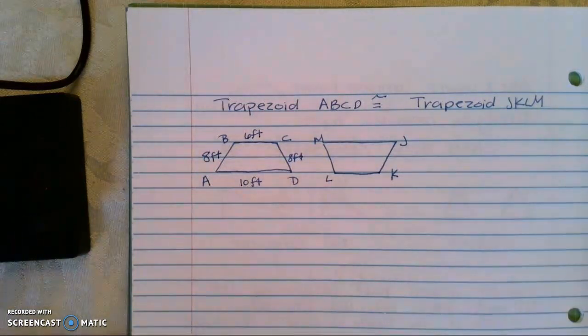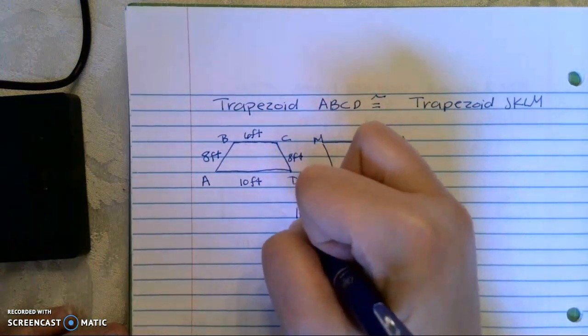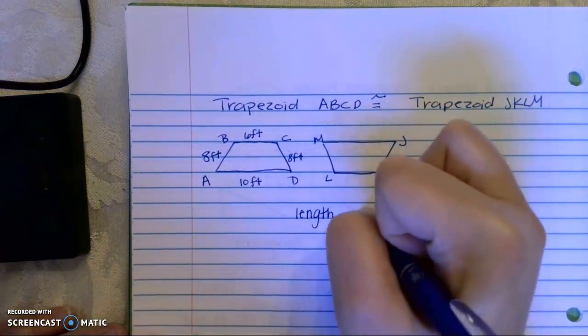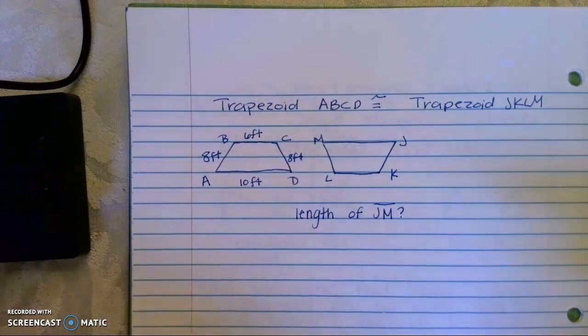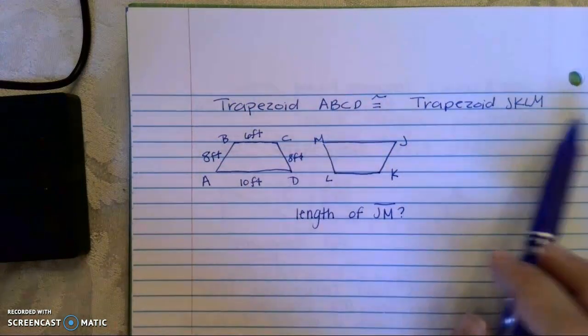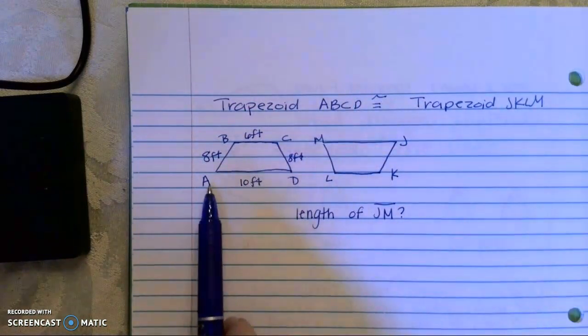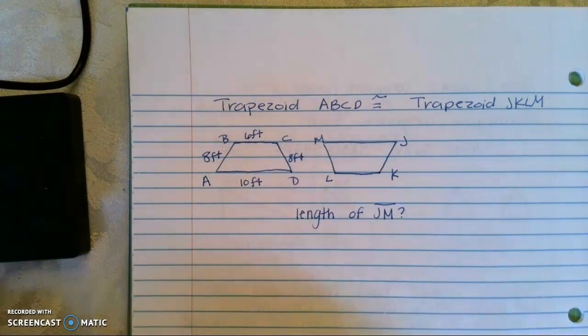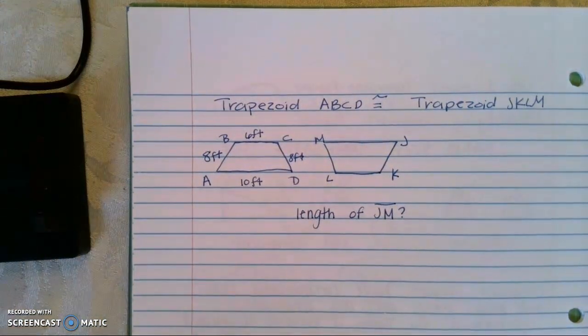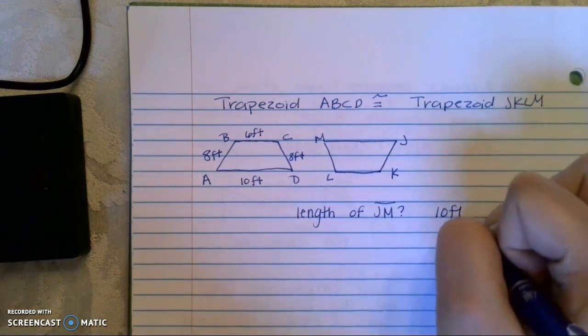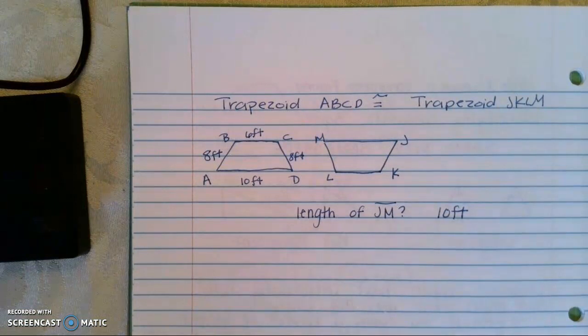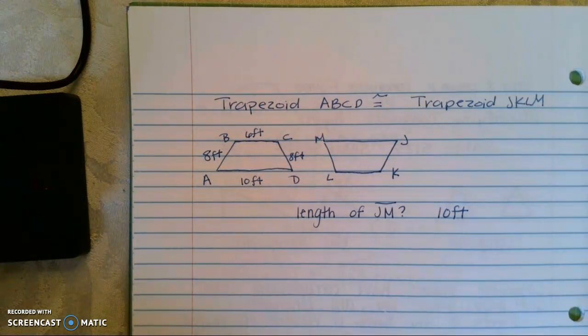those two are congruent. If it asks me what is the length of JM, I can figure that out by looking at, well, JM is in the same spot as AD. So since I know the length of AD, and I know that these two trapezoids are congruent, I know the length of JM is the same thing. It's going to be 10 foot. I could do that with any of them. I could find the length of LM, JK, or even LK if we were being asked to.